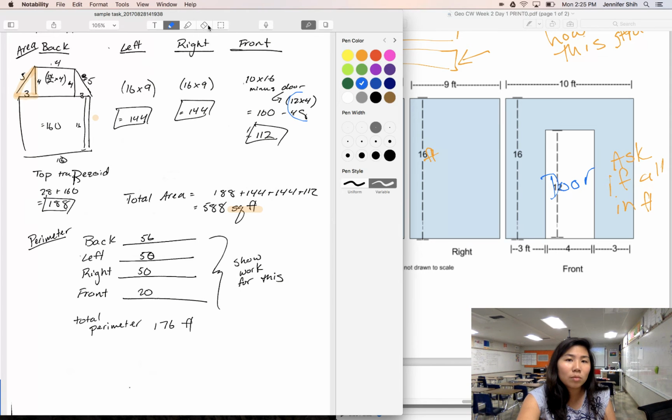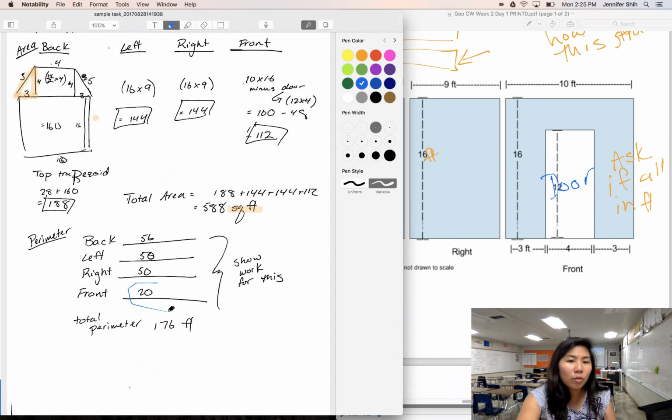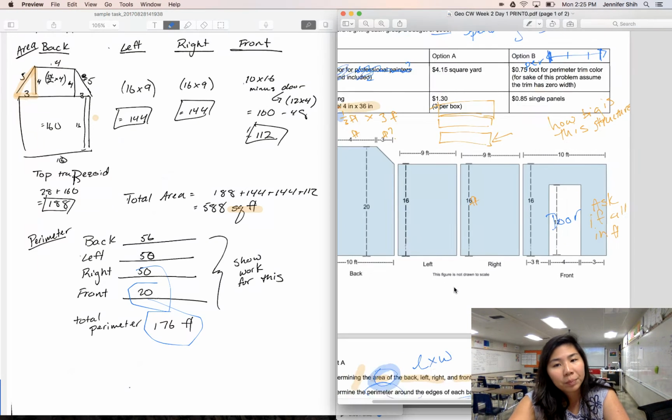Oh, that's not it. That's my area. I have a feeling that I messed up somewhere right around here and somewhere right around here. So please correct my error for me. So be careful when you're finding the perimeter of the door.